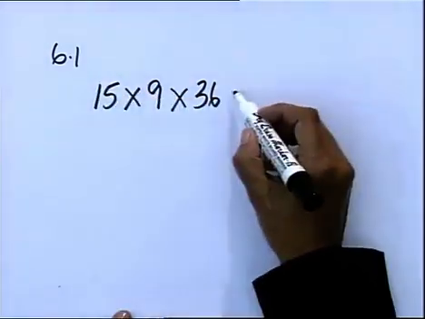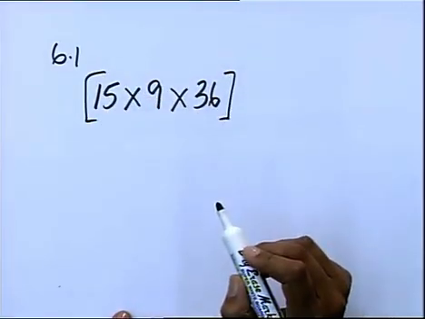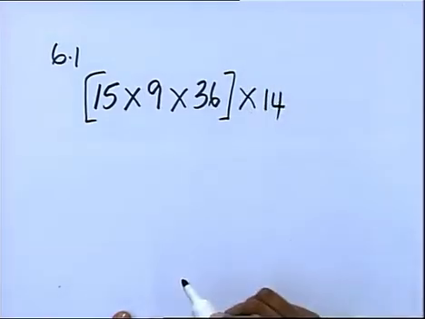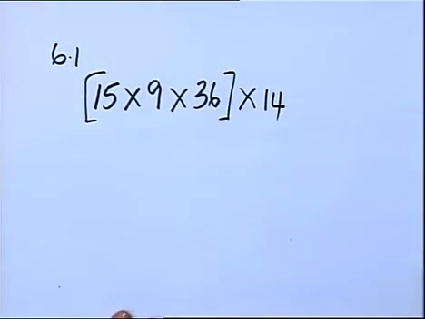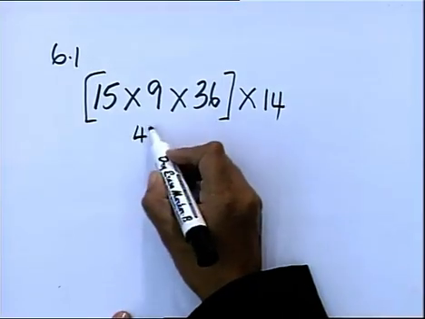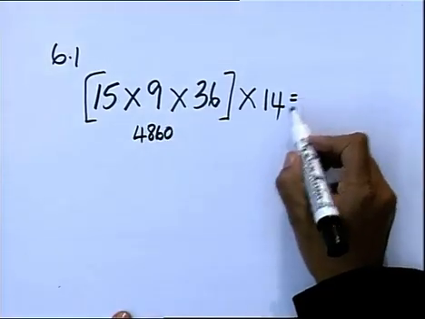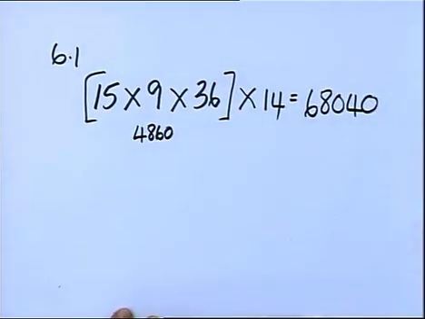Okay? Then let's say that you're working out for the day. How many days did they work? They worked for 14 days. Okay, so let's see. I've got 15 people, each working 9 hours at 36 Rand. That gives me 4,860 Rand per day. Times that by 14 days, I get 68,040 Rand for the month. That's normal time.